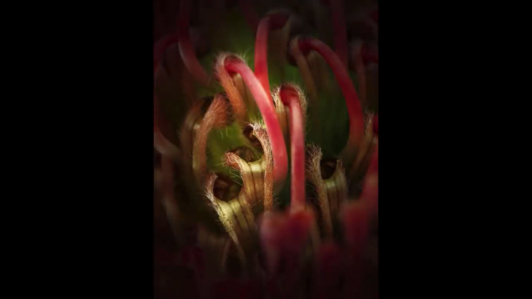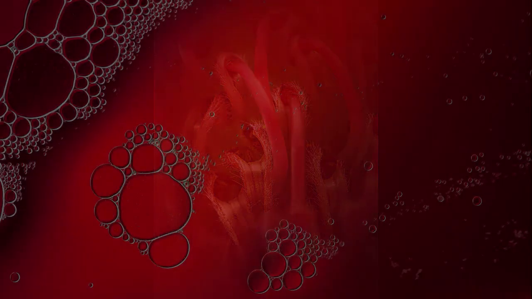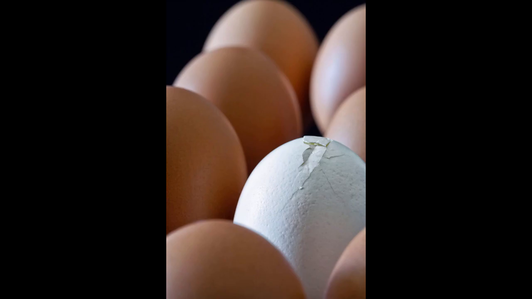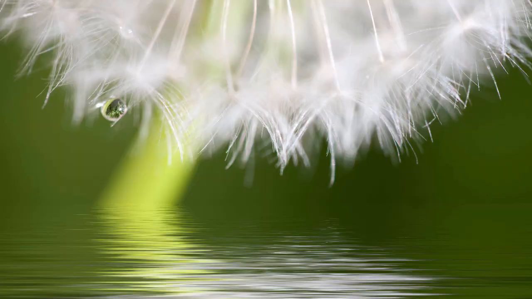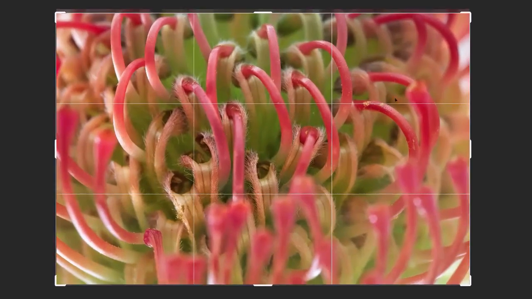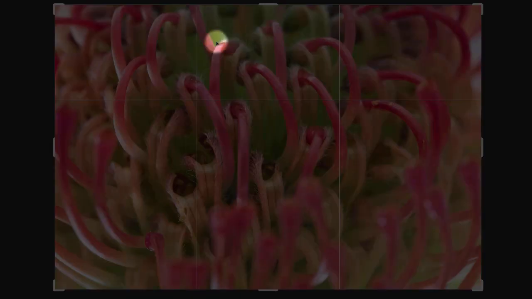Today we're going to talk about the rule of thirds. Yep, it's part of the composition. It's for your macro lovers. So the rule of thirds is when you go ahead and split up your actual frame into thirds, and you do it vertically and horizontally.